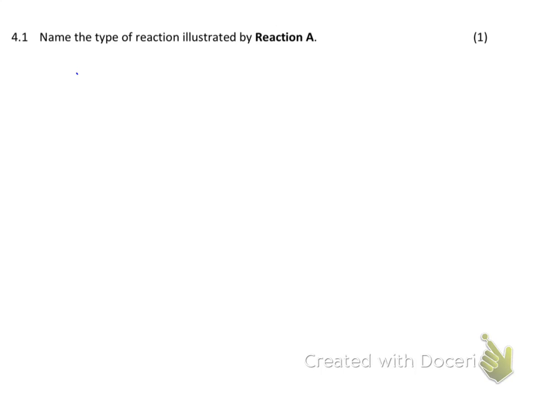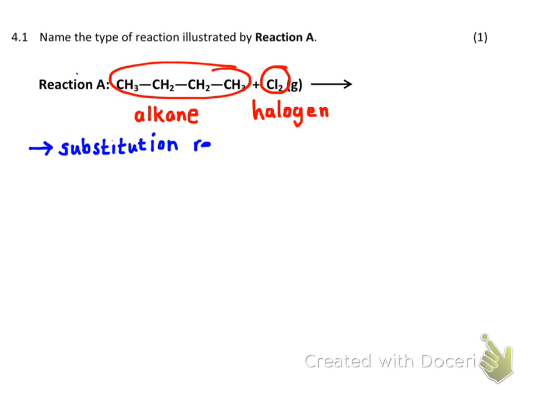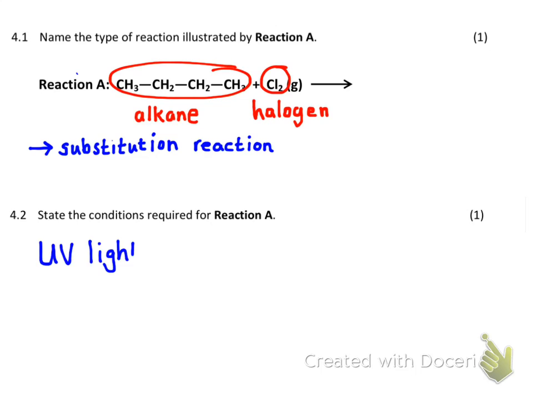Okay, question 4 is the organic reaction question. First question asks for the type of reaction illustrated by reaction A. Reaction A has got an alkane that is reacting with a halogen, in this case chlorine. So alkane plus a halogen, that kind of reaction is a substitution reaction. 4.2 asks for the conditions for substitution reactions, and that's just UV light.